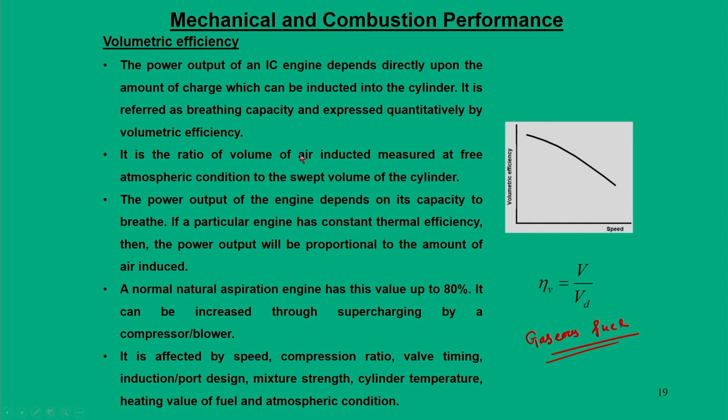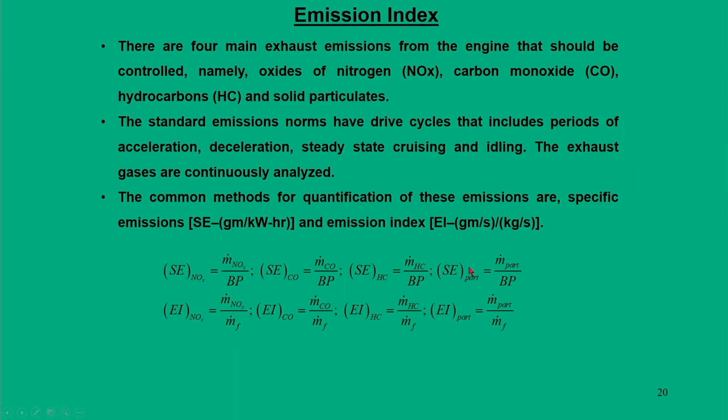So, accordingly how much air you require for a given fuel depends on the size of the engine, and this is affected by the speed of the engine, compression ratio, valve timing, mixture strength, and cylinder temperatures. All these things are a very vital part of the engine. As you can see from this plot, a typical trend will tell you that volumetric efficiency drops when engine speed increases. And then we have the emission index.